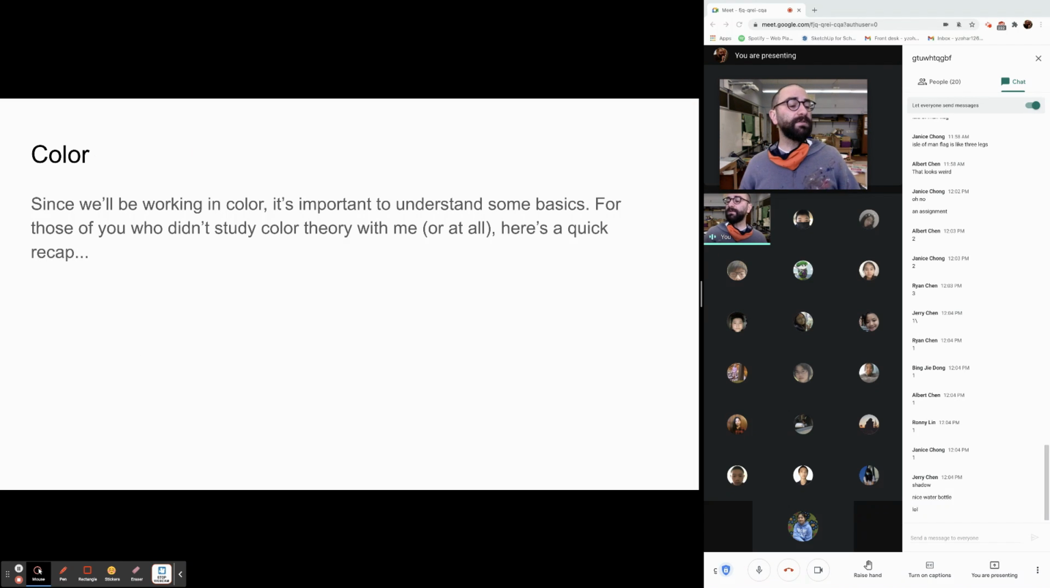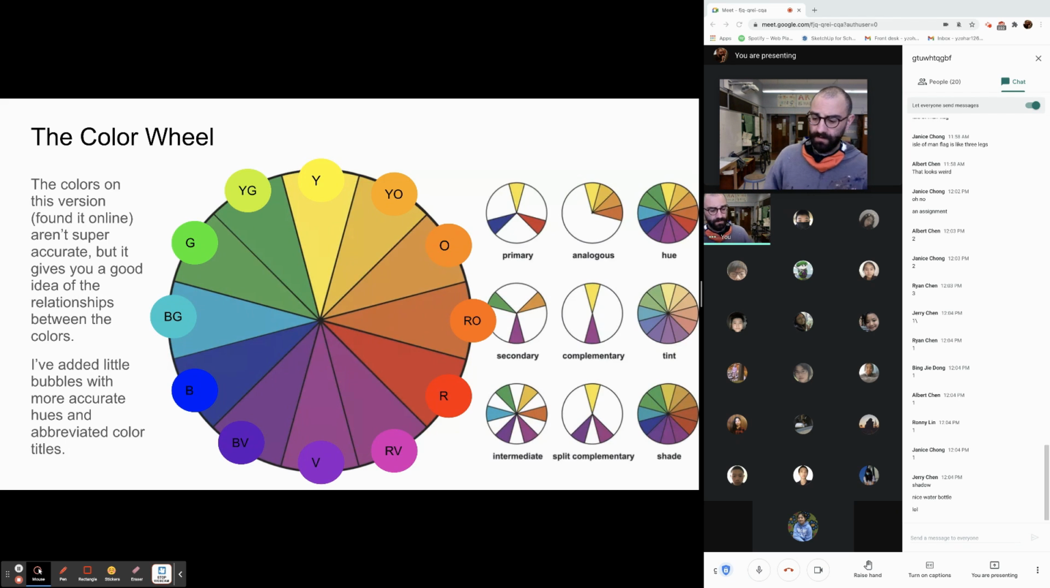Next, let's talk about color. Since we're going to be working in color, it's important to understand some basics. For those of you who didn't study color theory with me or at all last year, here's a quick recap. This is the color wheel. The colors on this version, which I found online, are not super accurate, so I put in little bubbles with more accurate hues and abbreviated color titles. But it gives you a good idea of the relationships between the colors. You can kind of see where they are on that color wheel, right?